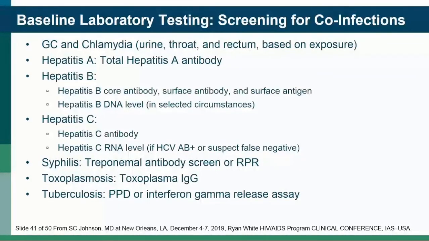Of course, part of the initial therapy is also to screen for co-infections that are listed on this slide. I've already mentioned how important hepatitis B status is in terms of choosing and monitoring antiretroviral therapy. Hepatitis C status is also important just because of higher rates of liver toxicities with certain medications when given in individuals who are co-infected with hepatitis C.